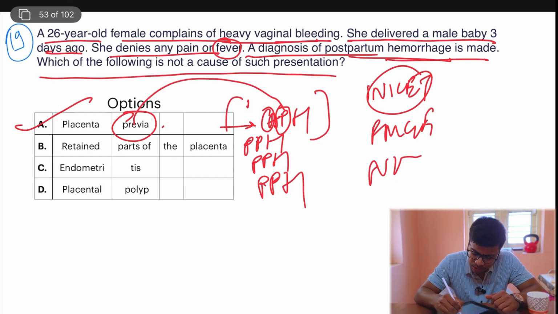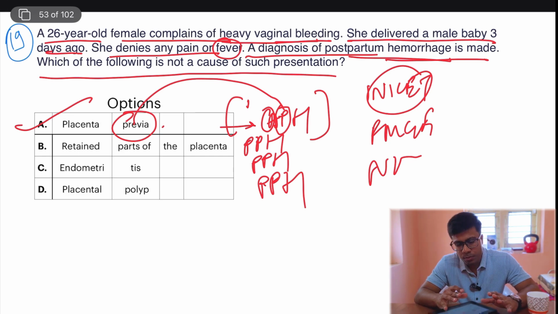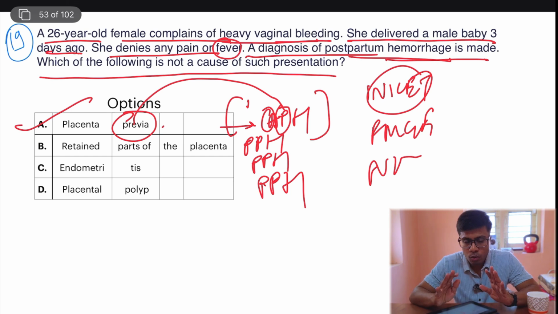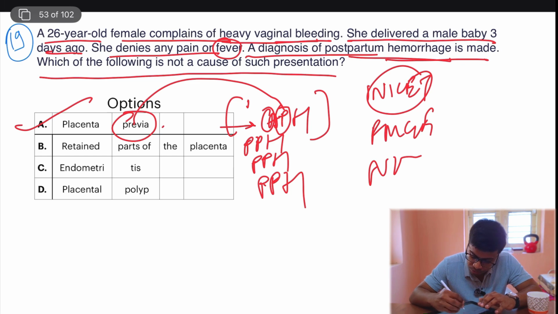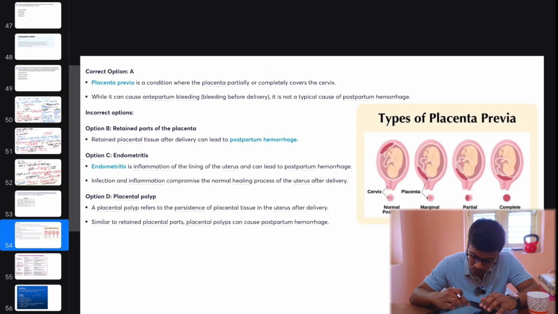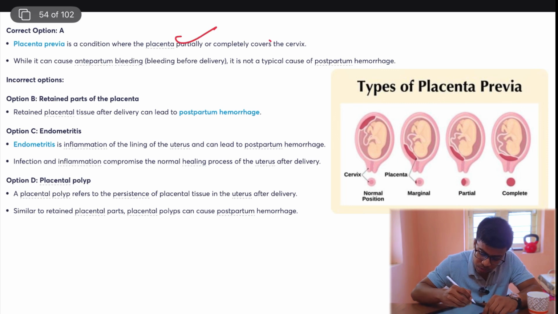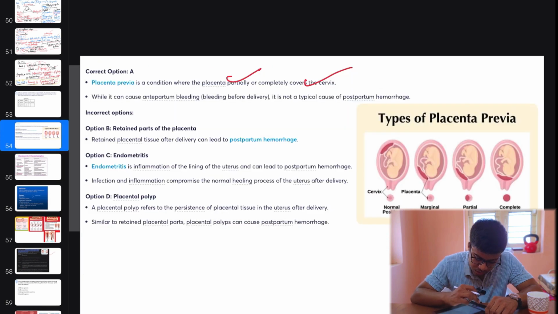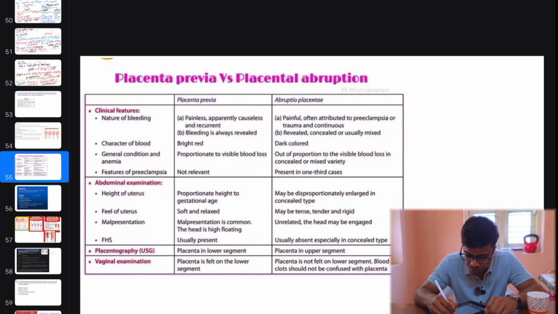So like this also you can learn it, but I'm not saying you to learn like this, but still if you can't remember stuff, then previa. So AP, so first letter is A, so previa. Then we have this explanation: placenta previa, a condition where placenta partially or completely covers the cervix. So let's discuss this condition, placenta previa, and this is the explanation you should read.